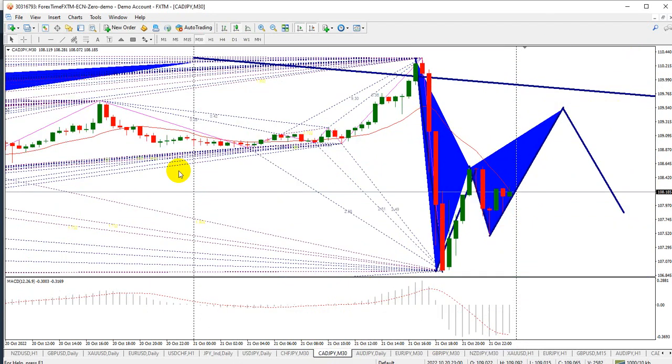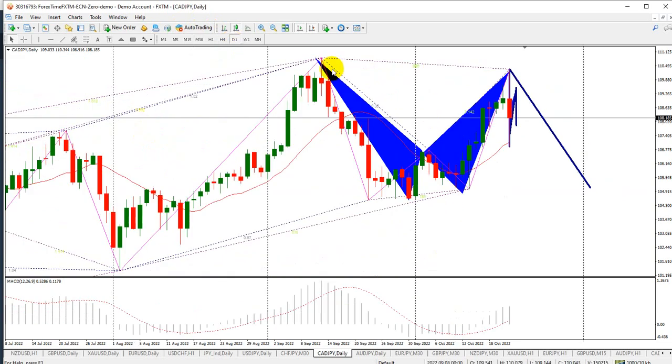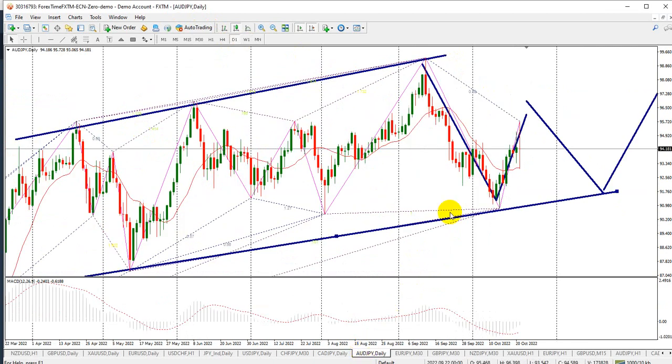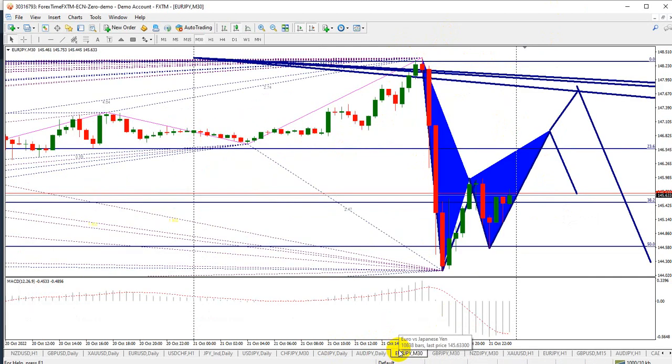Look at it. CAD JPY on daily, you will see that there is a nice setup on daily to sell CAD JPY. Then AUD JPY. AUD JPY for me is not very clear, like I said before, so I will not take this trade. I need to wait and see if price will break this trend line, or if price will continue to go to the top of this trend line.